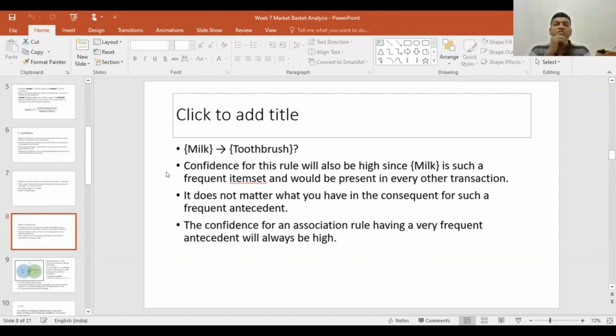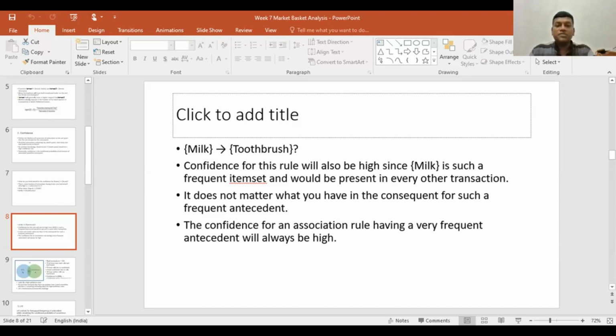The confidence for milk and toothbrush will also be high because milk is such a frequent item set and would be present in every other transaction. So it does not matter what you have in the consequent for such a frequent antecedent. Milk is almost always in everyone's basket, and therefore if you combine milk with toothbrush or nail polish or mobile phone, you will still get a high conditional probability. The confidence for an association rule having a very frequent antecedent will always be high.